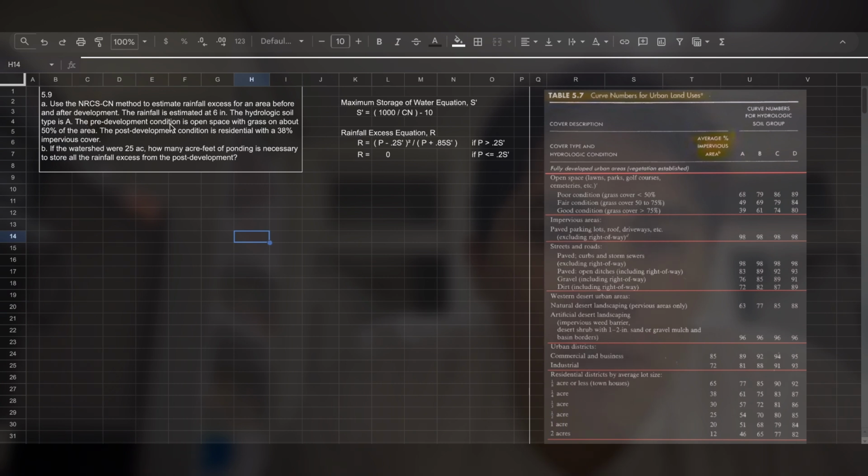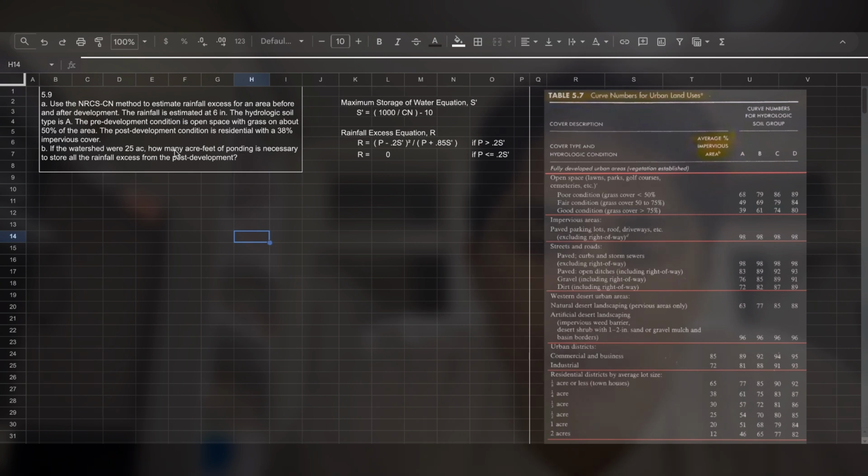The pre-development condition, here they're giving us the land uses. The pre-development condition is open space with grass on about 50% of the area. And the post-development condition is residential with a 38% impervious cover. Part B, if the watershed were 25 acres, how many acre-feet of ponding is necessary to store all the rainfall excess from the post-development?